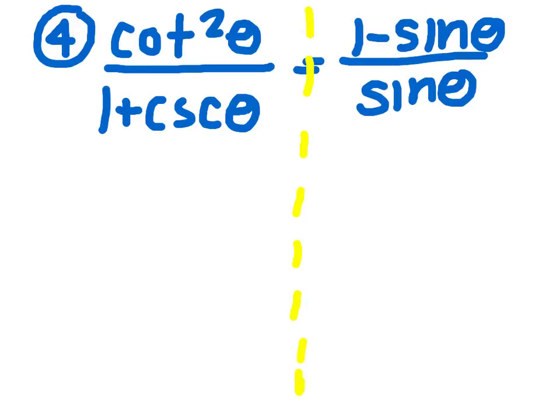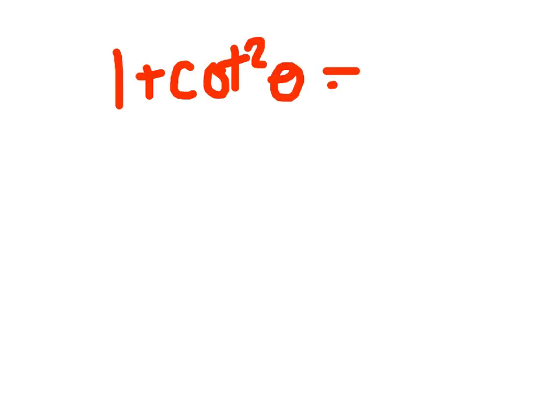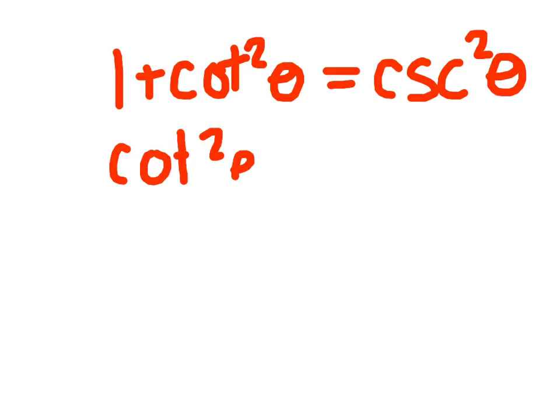So I need to think cotangent squared. Where have we seen cotangent squared before? And we have seen it in one of our Pythagorean identities. So off to the side over here, I'm going to go ahead and write to myself that 1 plus cotangent squared is equal to cosecant squared. And if I needed to get cotangent squared all by itself, I would subtract 1 from both sides.